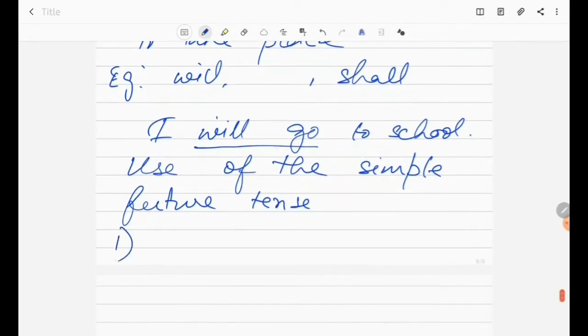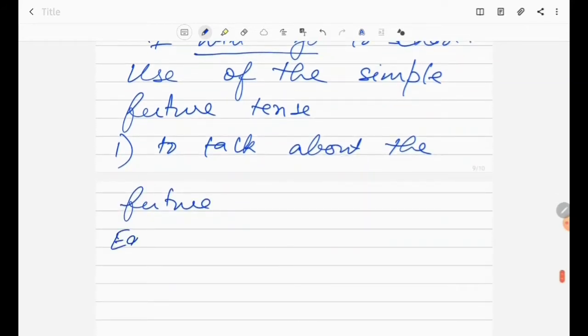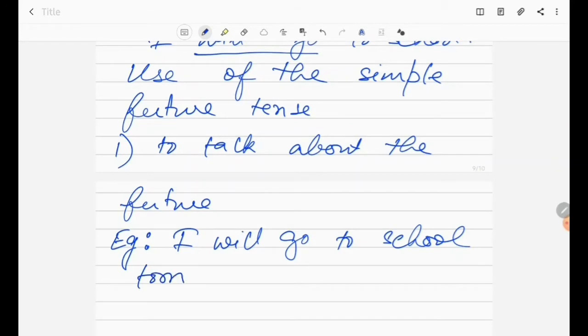To talk about the future. Example, I will go to school tomorrow. Here the action indicates that it will happen tomorrow. For that we will use a future tense.